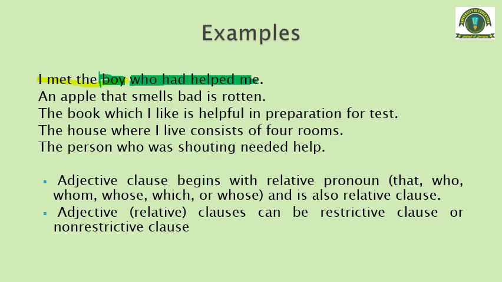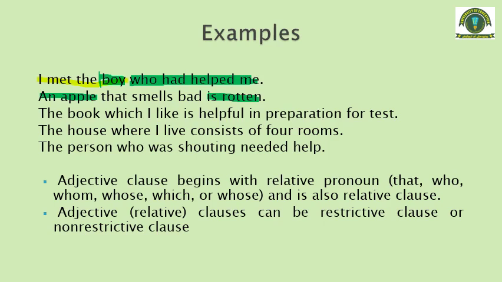An apple that smells bad is rotten. First of all, we will find out the subject. Which one is the subject? Apple. Apple is acting as a noun. Where's the predicate? "Is rotten." It's the predicate part. So there remains a portion in the middle, "that smells bad."